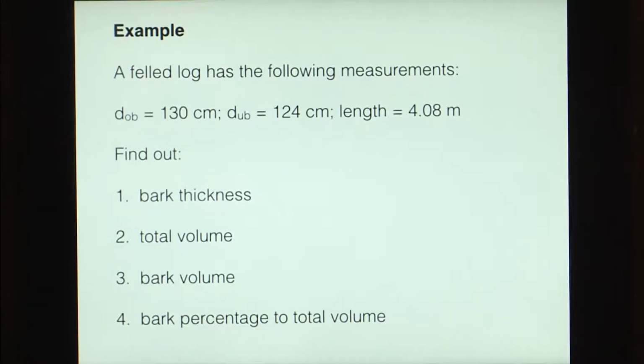As you can see on your slide, there is an example case given. A felled log has the following measurements. The diameter over bark is given, diameter under bark is given, the length of the log is given. We need to find out the bark thickness, the total volume, the bark volume and the bark percentage to total volume. Now, why is it important to know the bark volume?